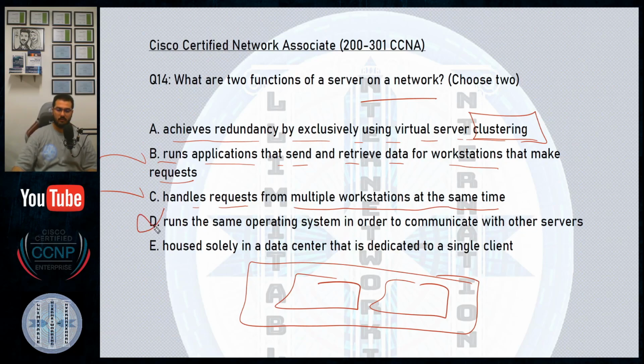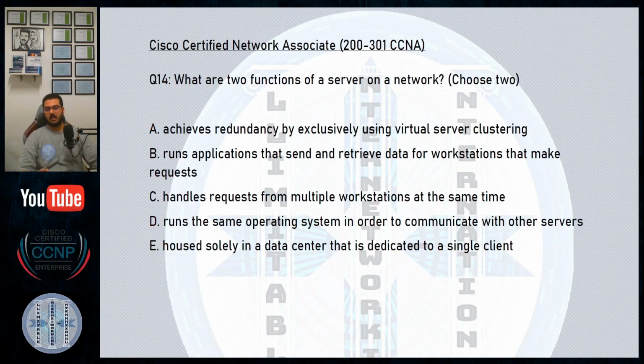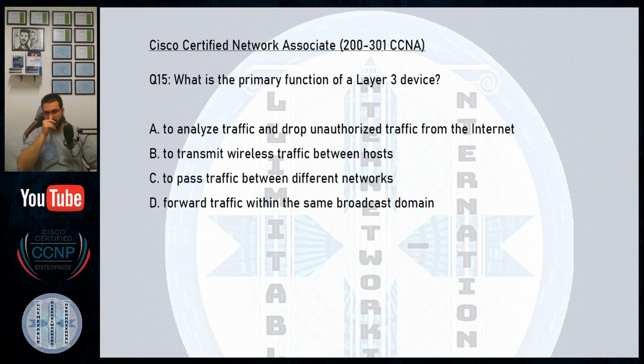Runs the same operating system in order to communicate with other servers. I am not sure of that. And housed solely in a data center that is dedicated to a single client. Not most recommended. No, not in that way. This is not really true. So D and E are wrong. A is not to be chosen today. B and C are the basic understandings when someone asks you about a server.